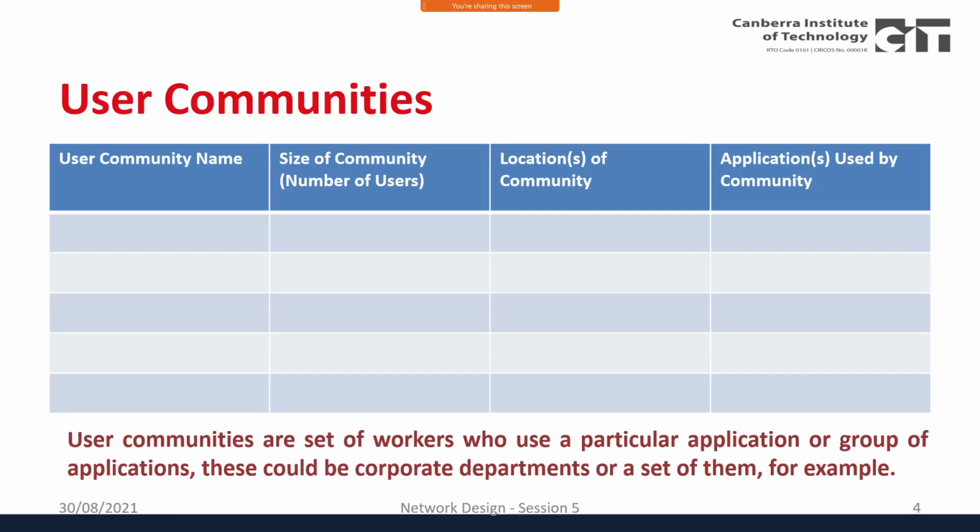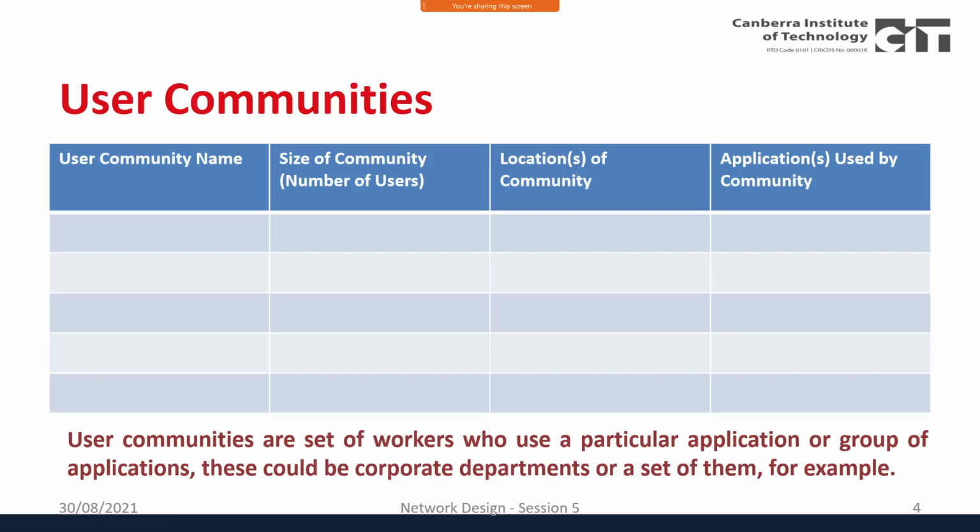Are they all trying to access a specific server? Can we characterize them? Can we call them a user community? Now, for those people that are actually studying scaling networks, we also discussed VLANs in scaling networks as a way that we can segment our networks to reduce the broadcast domain size.